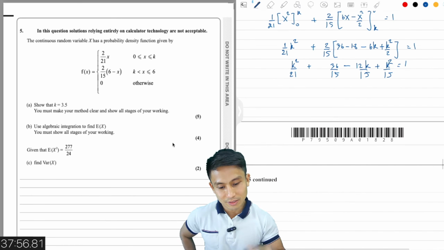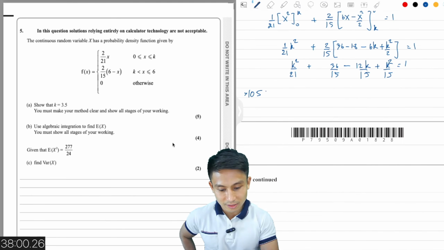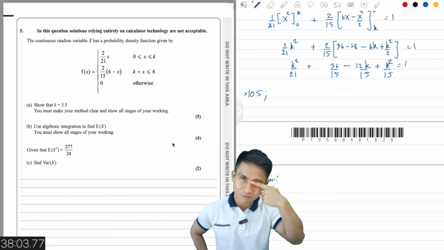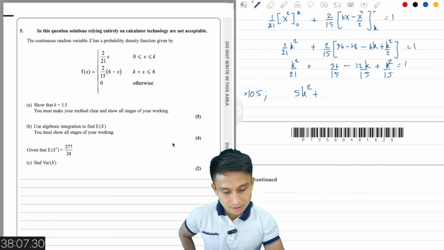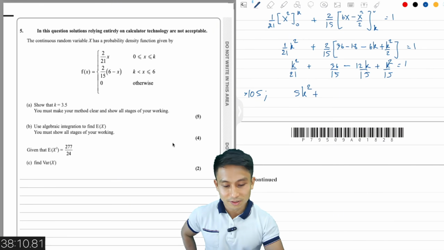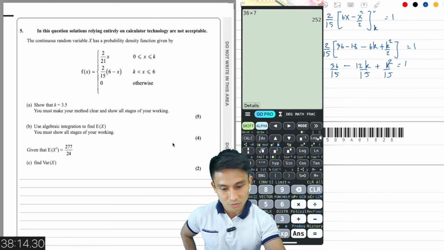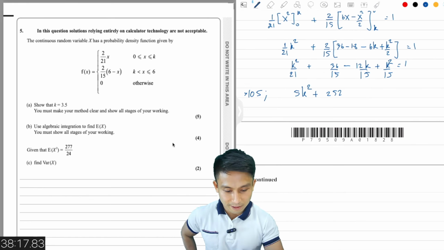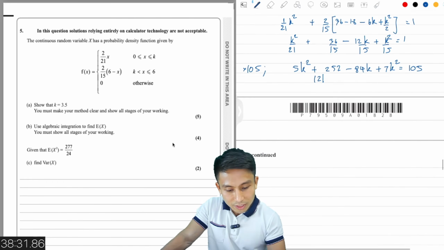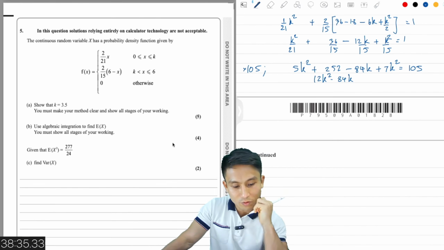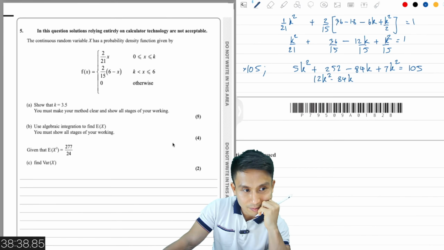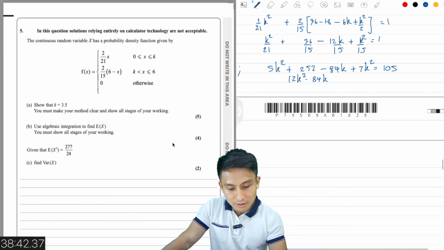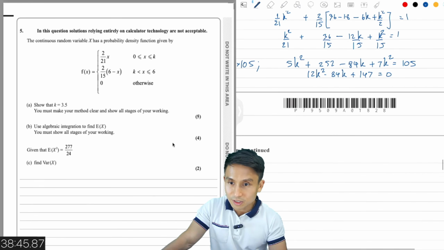Well, still the lowest common multiple here is 105, so I'm going to multiply by that. So 105 divided by 21, you get 5, right? So that's 5k squared plus, 105 divided by 15, you get 7. 7 times 36, you get 252. So that's 252. Minus 7 times 12 is 84k. And then 7 times k squared is 7k squared. That is also 105. So 12k squared minus 84k. We subtract both sides, so we get 152. Subtract again by 5 would be 147. It needs to be 7 over 2.